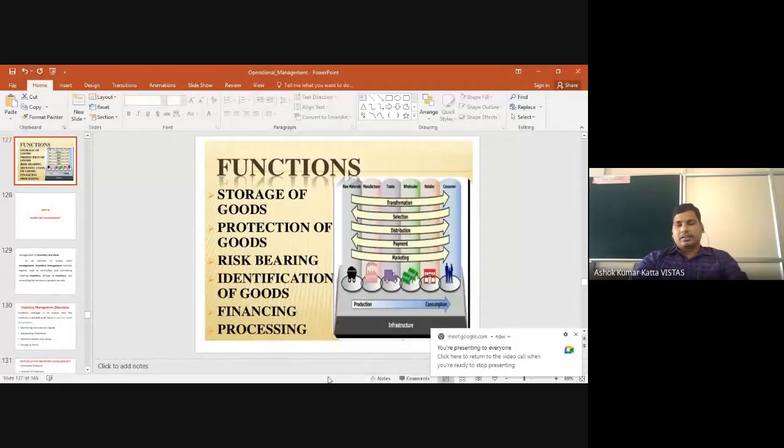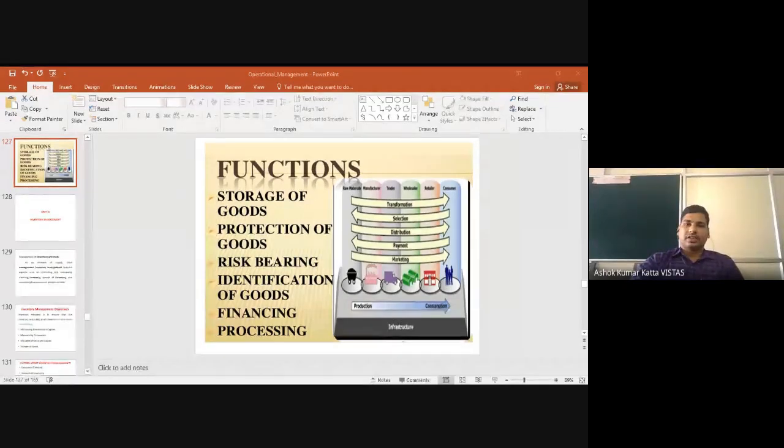Anyway, in the last class, under the subject of operations management, we spoke about what logistics is, the role and importance of logistics, logistics cost calculation, and also warehouse management. Now, in this class, we are going to continue and talk on that.